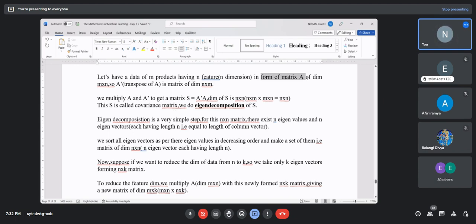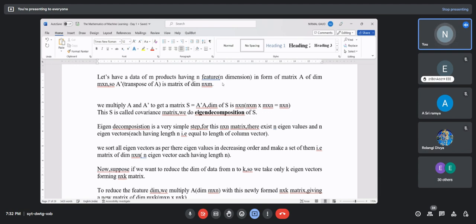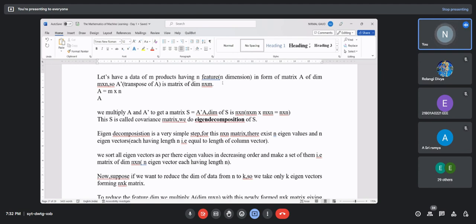First, I need to transform A, which is of m cross n, into A dash, which will be n cross m. Please don't get confused. Initially, I am available with a matrix A whose dimension is m cross n, and I will calculate the transpose, A dash or A to the power of T. Calculate the transpose of it.